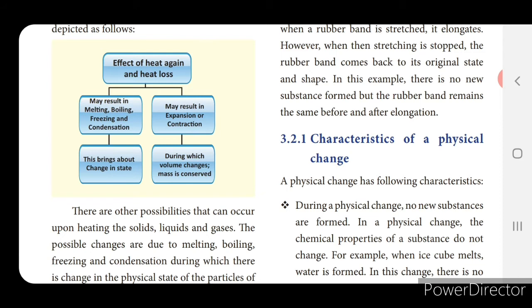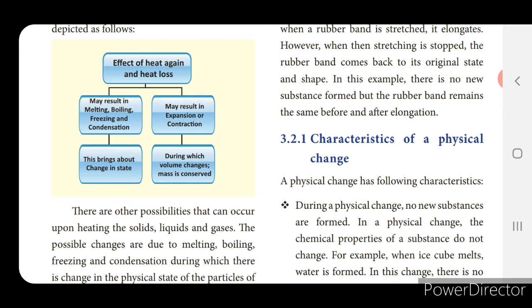When the temperature of water is decreasing, at that time you will get the water in a cube, that is the solid state. This brings about changes in state. So, effect of heat on solid, liquid and gas. If you apply heat energy on ice cubes, they will be converted into water. That process we call melting. And again if you heat it, boiling will take place, and it will be converted into water vapor. That we call boiling.